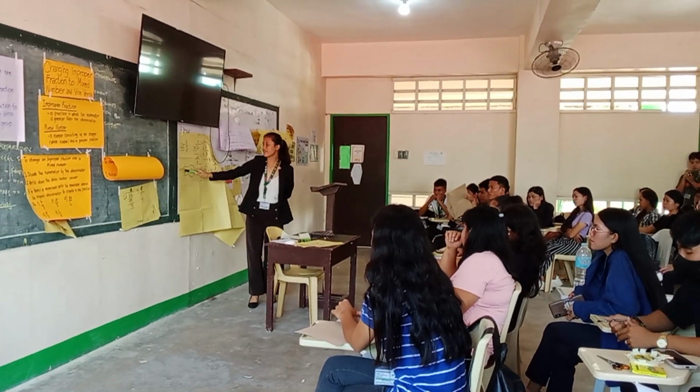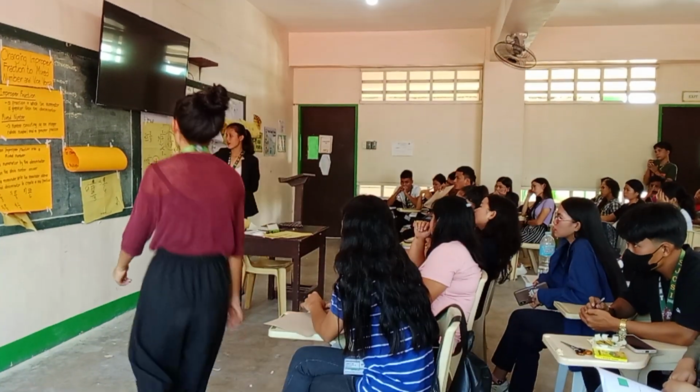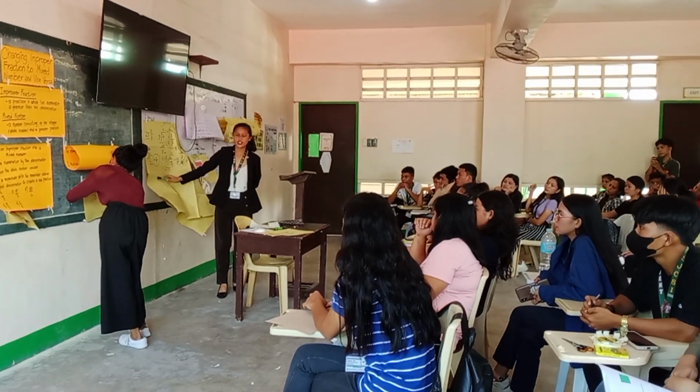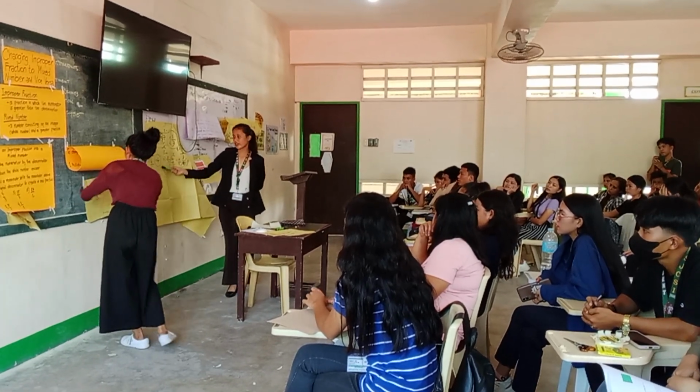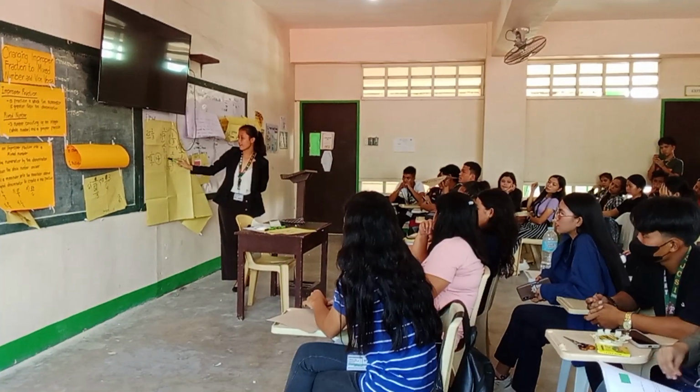5/4. So 5 divided by 4 equals 1. 1 times 4 equals 4. 5 minus 4 equals 1. So the answer is 1 and 1/4. Is this correct? Yes, ma'am. Okay, very good.